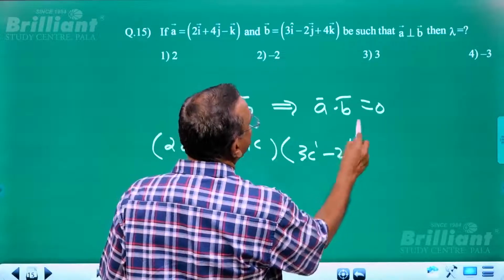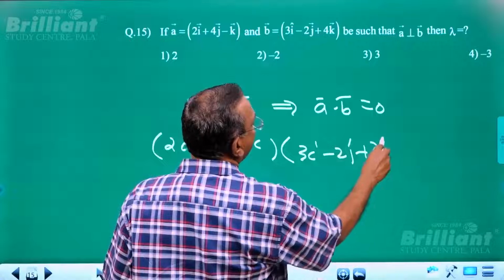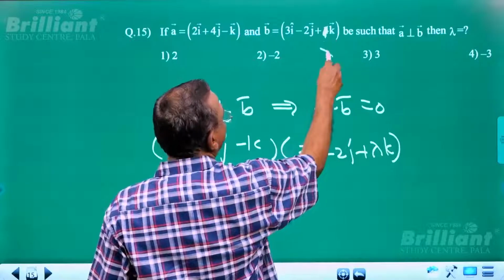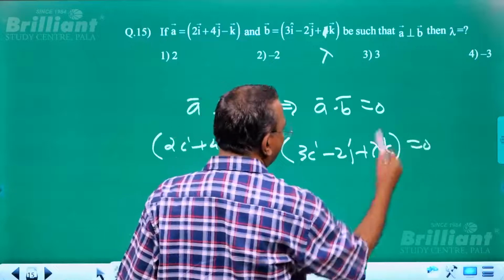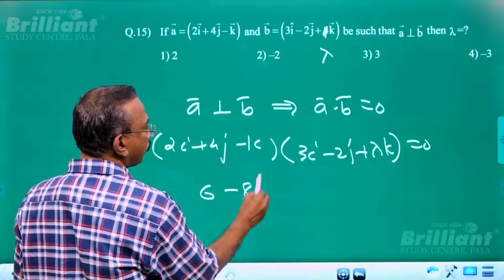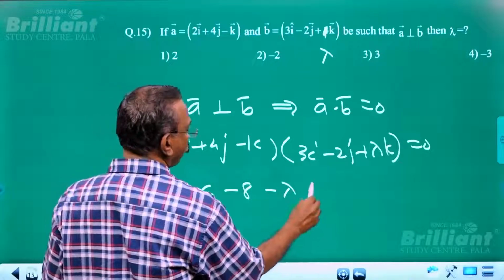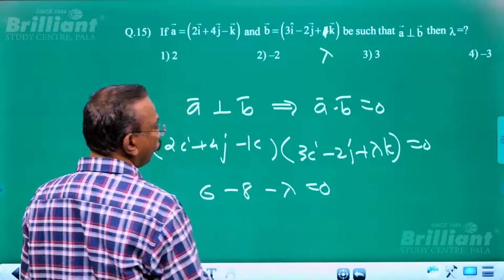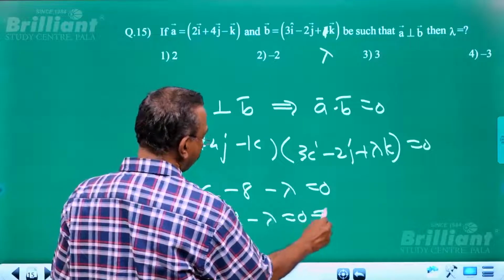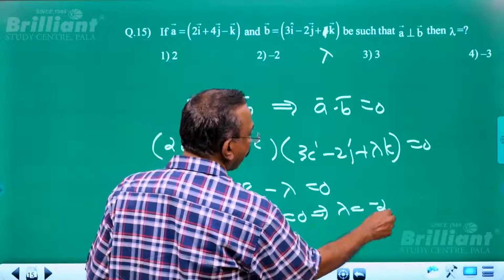3i plus 2j plus lambda k, just replacing lambda there. The problem is containing only 4. I mark that 4. Sometimes it may not be the correct answer. So look here, 2 times 3 is 6 minus 8 minus lambda is equal to 0. Therefore, you get minus 2 minus lambda is equal to 0, which implies that lambda is equal to minus 2. This is the answer of the question.